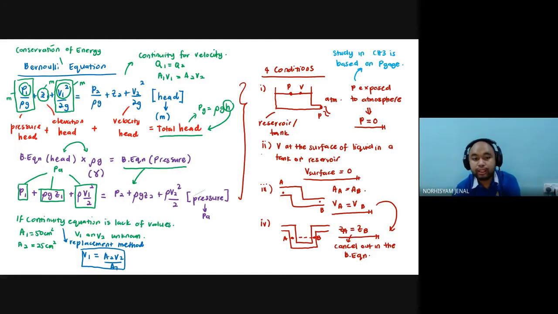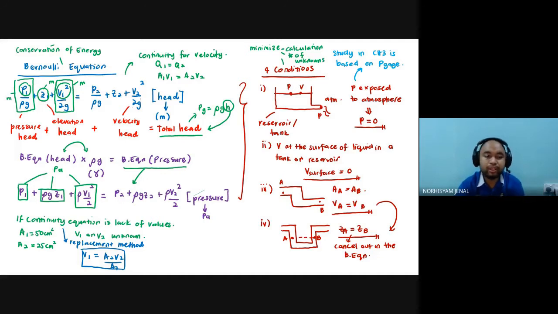Okay, the next one is, if you check from here, these are the 4 conditions that you need to remember each time we do the Bernoulli equation. Why? Because we want to cancel out a few things in the Bernoulli equation to minimize. So the function of this condition is to minimize calculation, and also to minimize the number of unknowns.